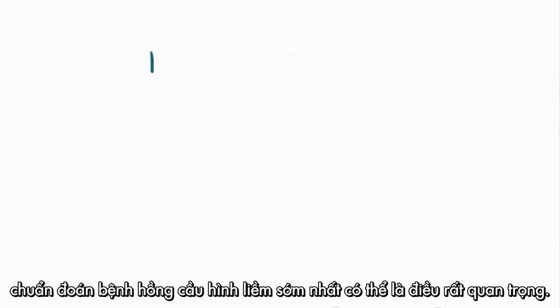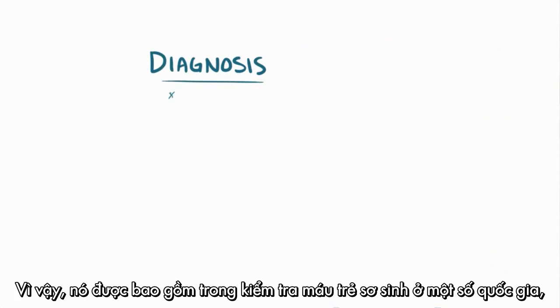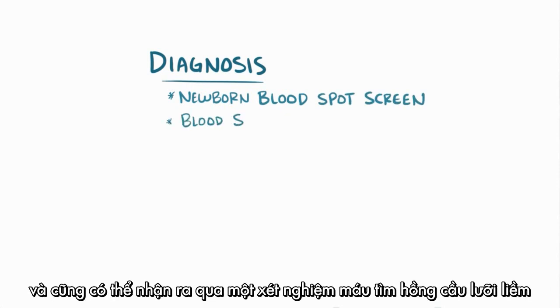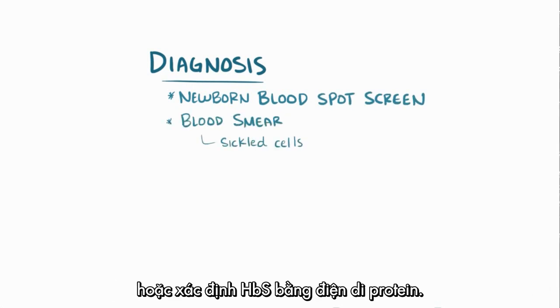Given all these symptoms, it's important to diagnose sickle cell as early as possible. So it's included in the newborn blood spot screen in some countries, and can also be identified with a blood smear, looking for sickled cells, or by identifying HbS using protein electrophoresis.